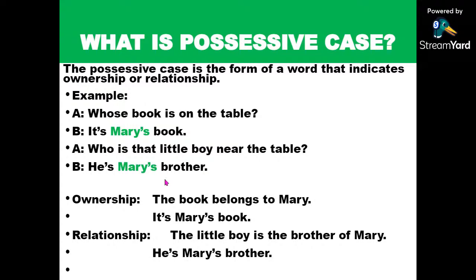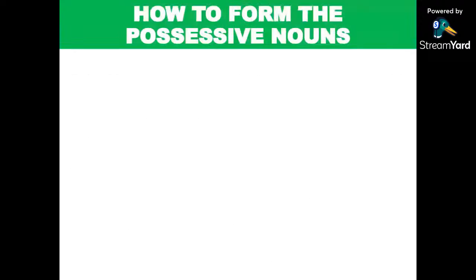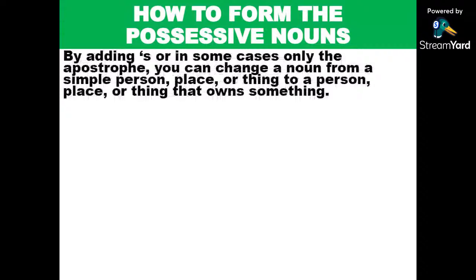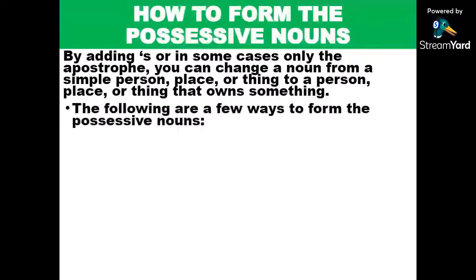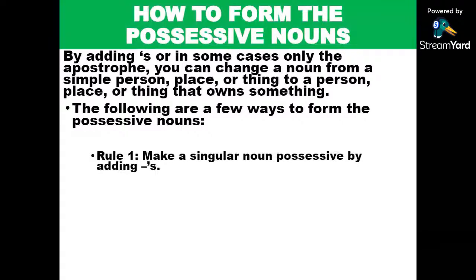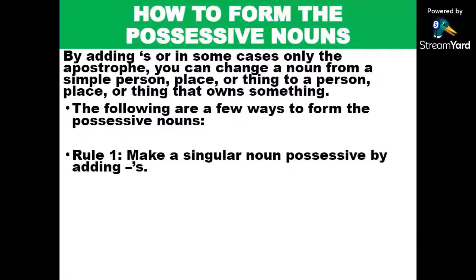Now let's move a step further and look at the formation, how to form the possessive nouns, by adding apostrophe s, or in some cases, only the apostrophe. You can change a noun from a simple person, place, or thing to a person, place, or thing that owns something. So there are a few ways in which you can form the possessive nouns. And so we start with rule number 1. Make a singular noun possessive by adding apostrophe s. So by simply adding apostrophe s, you can form a possessive noun.